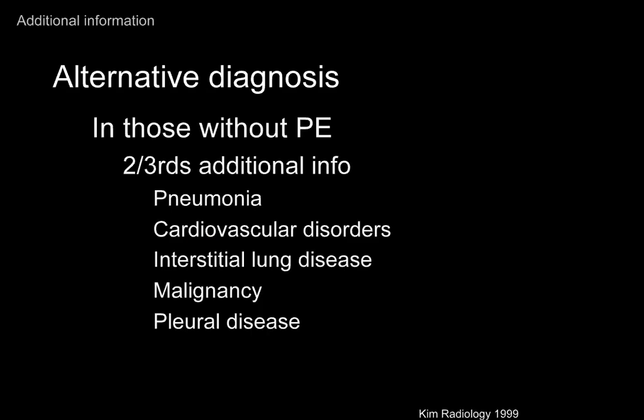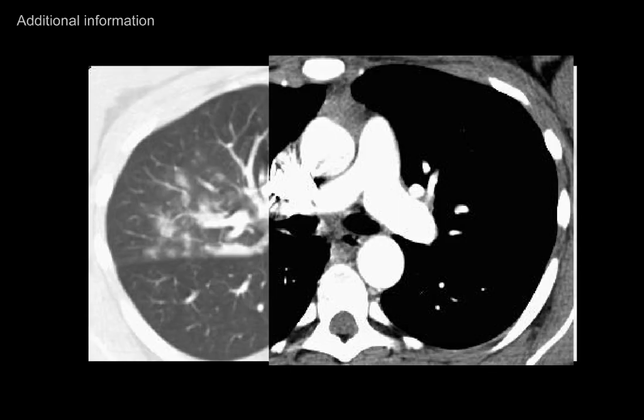In contradistinction to VQ scanning, CT adds other information. Up to 2/3 of patients have other diagnoses at CT which may be the cause of the patient's symptoms. In this example, the CT angiogram was normal. Focal consolidation in the right upper lobe, due to pneumonia, was the cause of the symptoms.